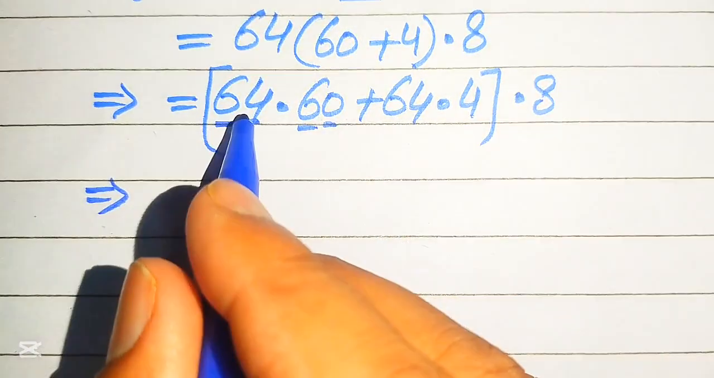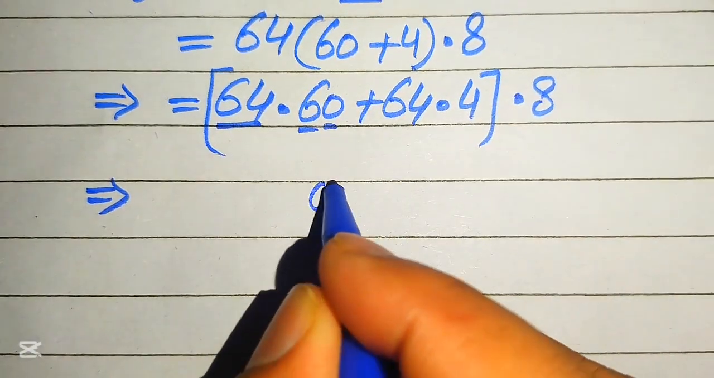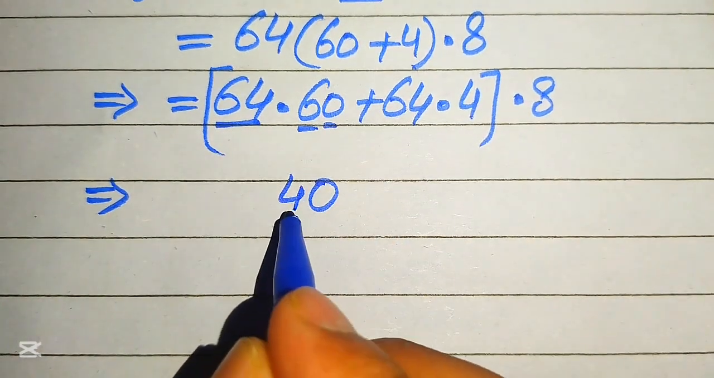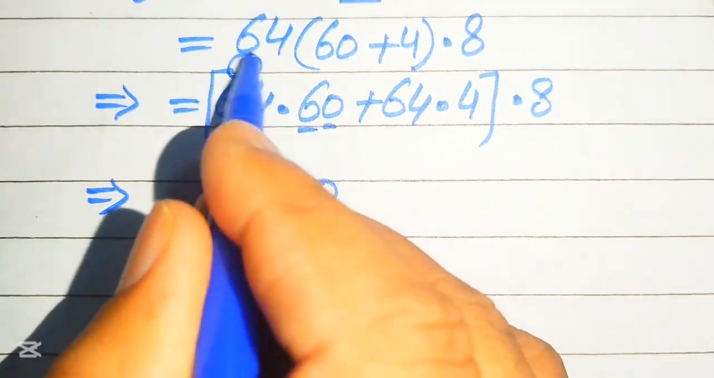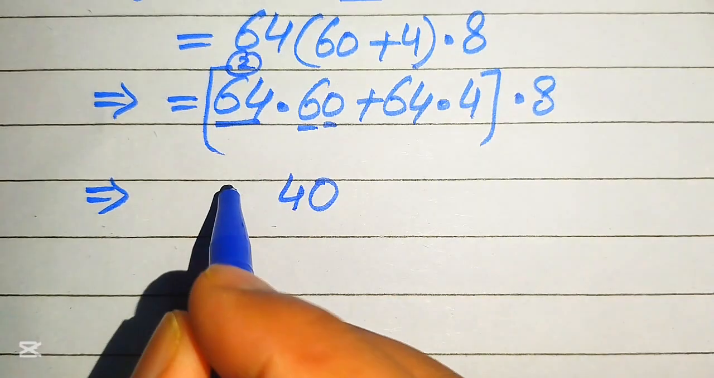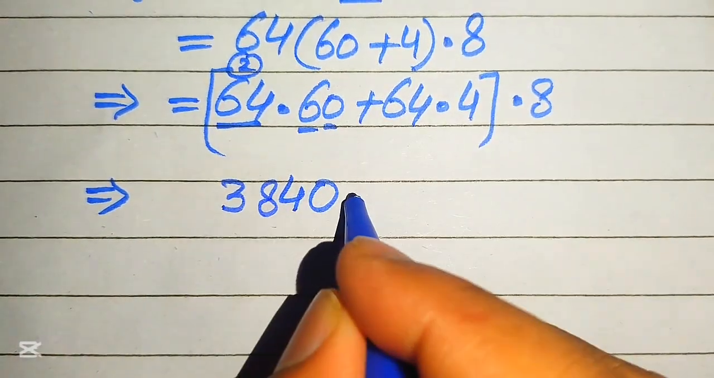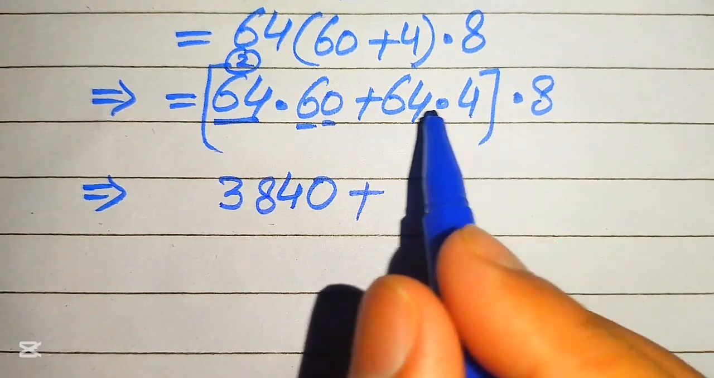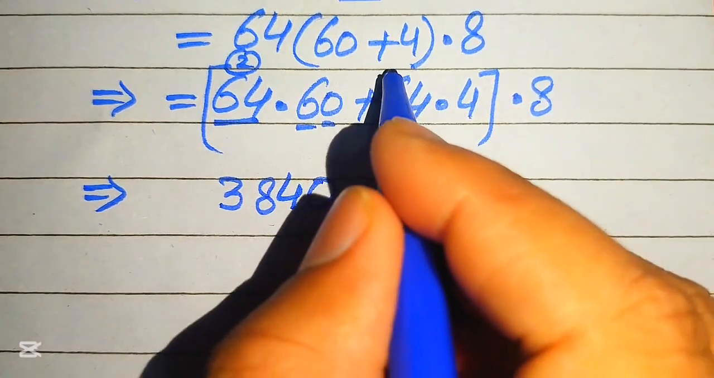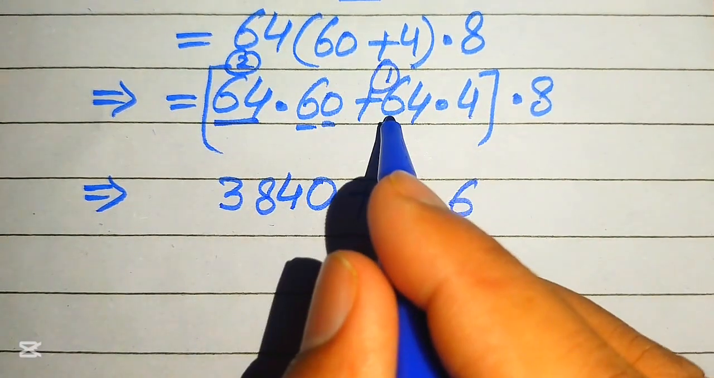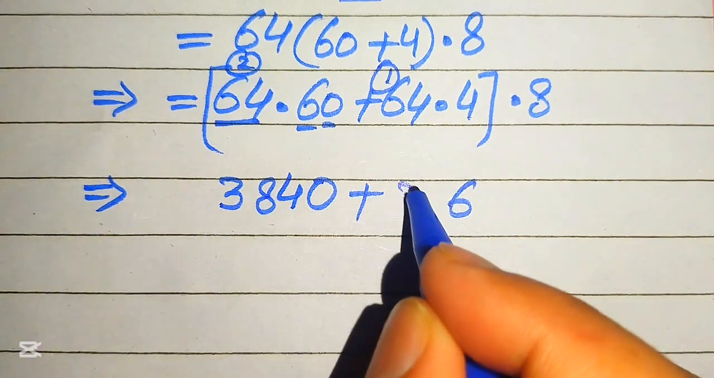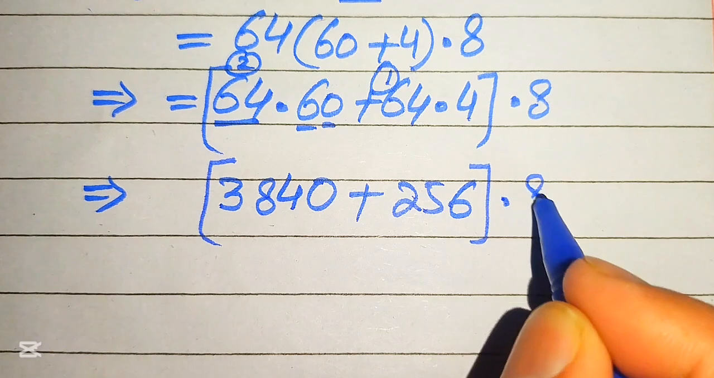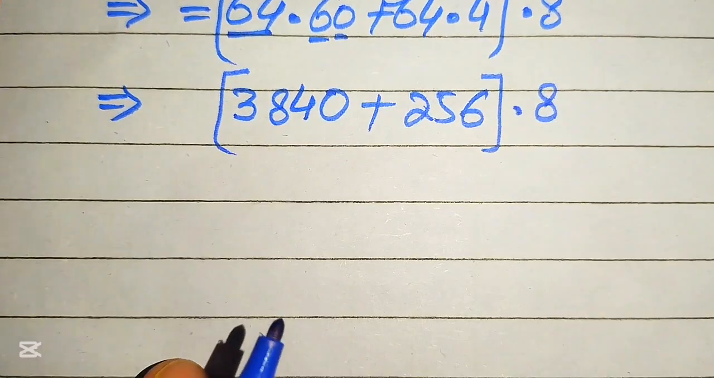When you multiply 0 with this number, you get 0. When we multiply 6 with this number, 6 fours are 24. We write 4 and carry 2. 6 sixes are 36, 36 plus 2 becomes 38. Now we multiply 4 with this number: 4 fours are 16, we write 6 and carry 1. 4 sixes are 24, 24 plus 1 becomes 25, and the resulting answer is multiplied by 8.